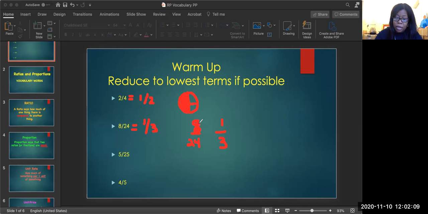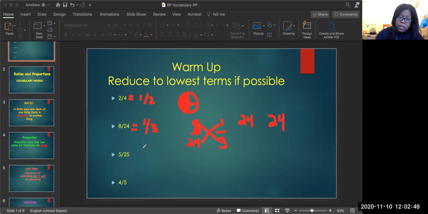So I can multiply 8 times 3. Cross multiplying is when you multiply the numerator times the denominator in the opposite fraction, and then you do the other. You do the numerator times the denominator of this fraction. So 8 times 3 is 24, and 1 times 24 is 24. Since those two numbers are equal, it is safe to note that 8/24 and 1/3 are proportional, or equal.